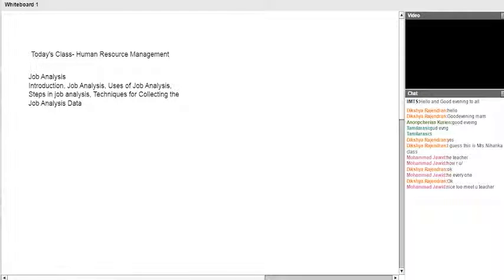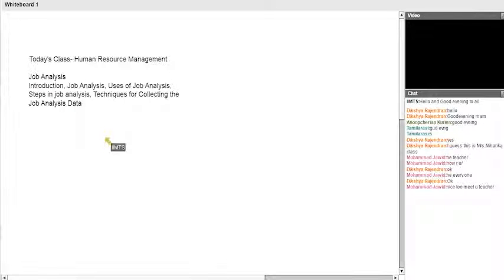So our today's class is on human resource management, as you see on the whiteboard. The topics which we are covering in today's class are the job analysis introduction, uses of job analysis, steps in job analysis, and techniques for collecting job analysis data. So I think ma'am has already conducted most probably 1 or 2 classes on human resource management, so all of you are aware of this.